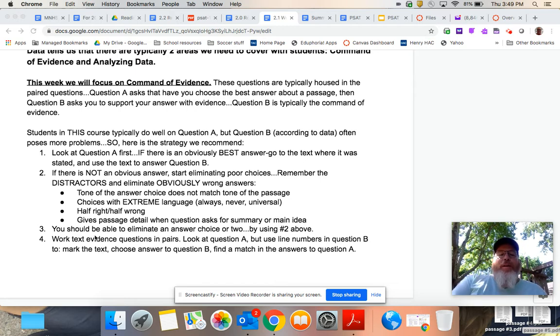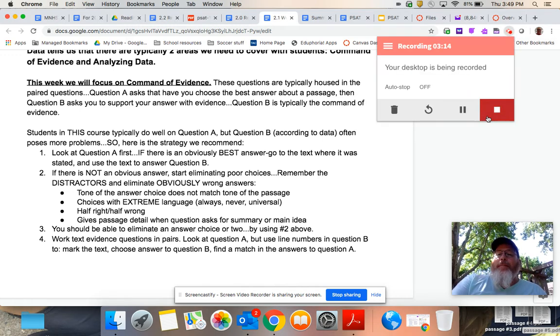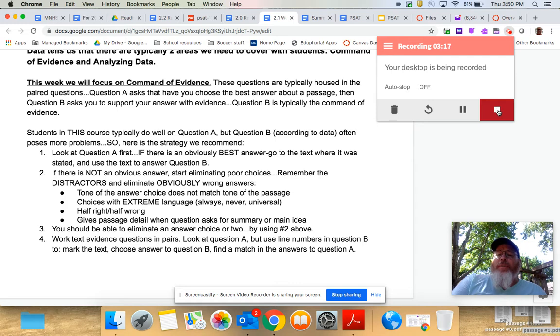Okay. Number 3, eliminate answer choices by using the number 2 here with these 4. And then number 4, work the text evidence in pairs. Look at question A, but then use the line numbers in question B to prove back question A. Okay. If you can eliminate 2 choices in the first question, then you only have to go back and prove either one of the other 2 choices. Okay. So what I'm going to do is I'm going to stop there, and then my next bit is going to be going through the actual questions from the section that you did in week 1.